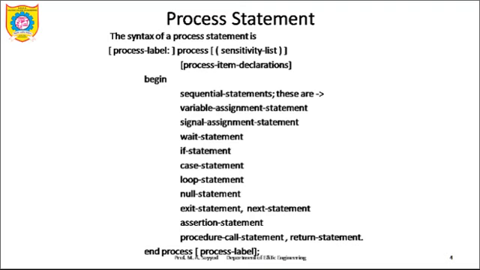And in the statement part of process, you can use different sequential statements. These are variable assignment, signal assignment, wait statement, if statement, case statement, loop statement, null statement, exit statement, next statement, assertion, procedure call, return, and at the end you can have end process and its process label. Here I want to tell something related to the variable assignment and signal assignment. In the earlier slide also, where I showed you the syntax of a VHDL code, there also I wrote a concurrent signal assignment statement.